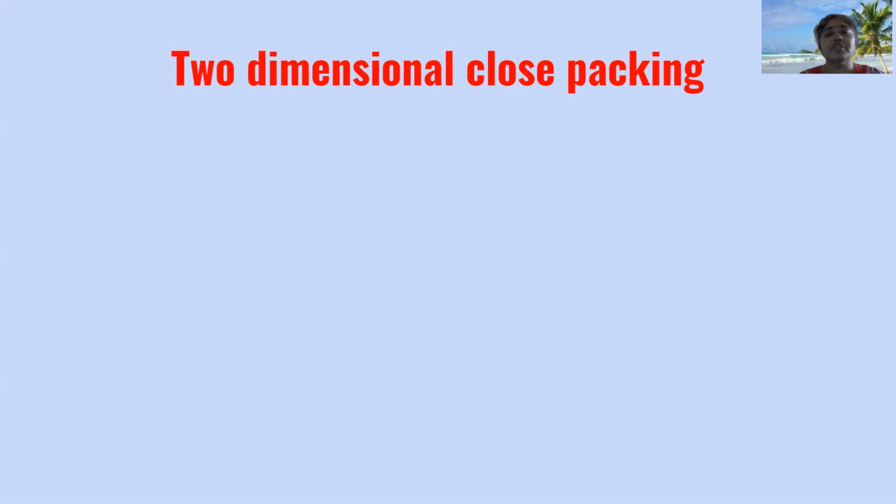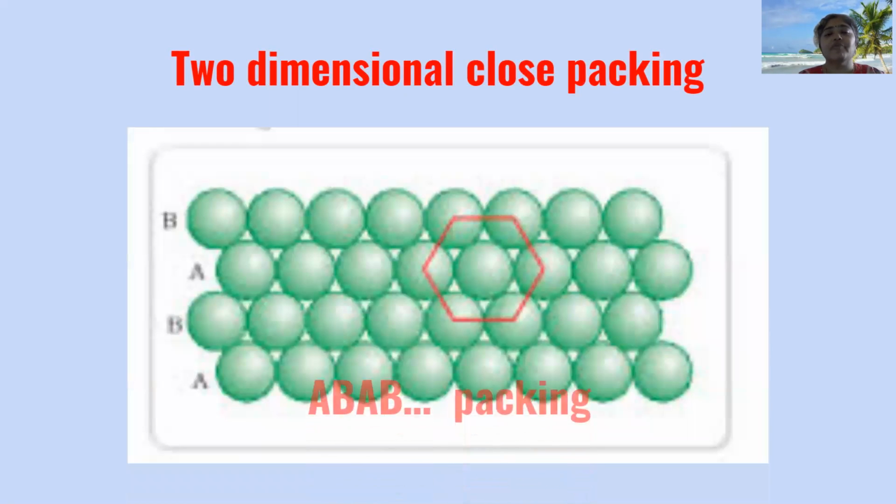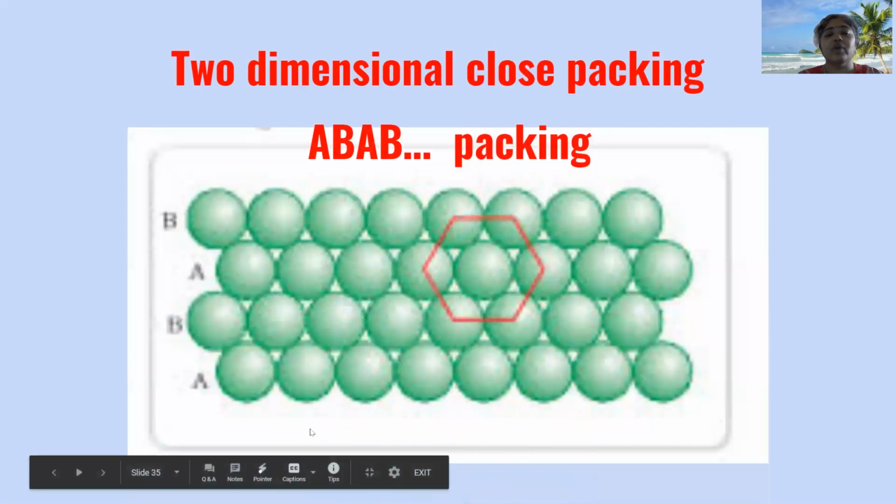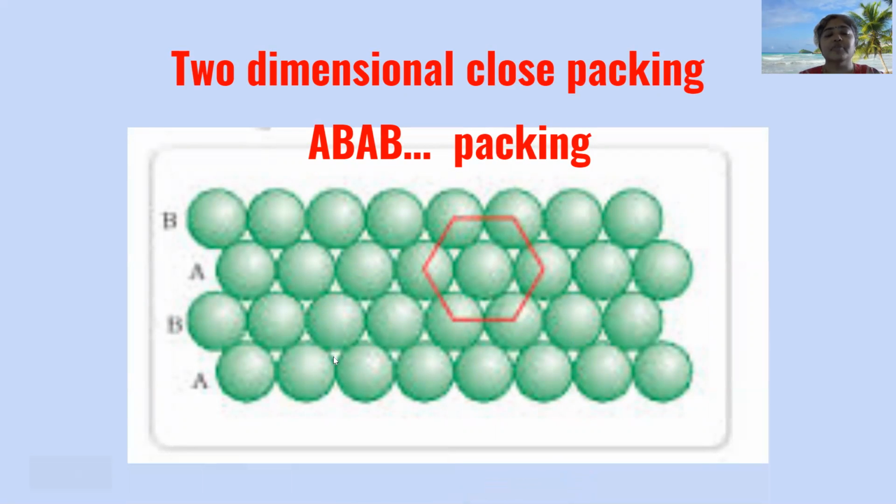Now coming to the two-dimensional close packing of the ABAB type. In this case, we have already seen that row A and row B are not identical, because the second row fits into the depressions of the first. Because the second row fits into the depressions of the first row, it is different from the first, and it is similar to the third row. So I can name this the ABAB type of packing, which you've already seen. Now, if I were to convert this two-dimensional packing into the three-dimensional packing, what would happen?